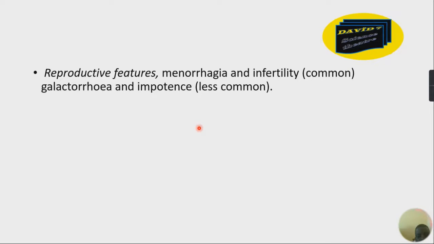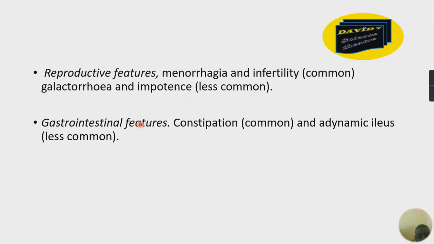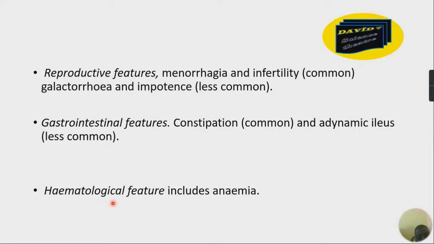Another feature is reproductive features. This will include menorrhagia and infertility. Infertility is common. Galactorrhea and impotence are less common, but they occur. Okay. Features of the GIT will be constipation. This is common, and dynamic ileus is less common. Okay. Hematological features include anemia. Anemia will occur in people with adult hypothyroidism.